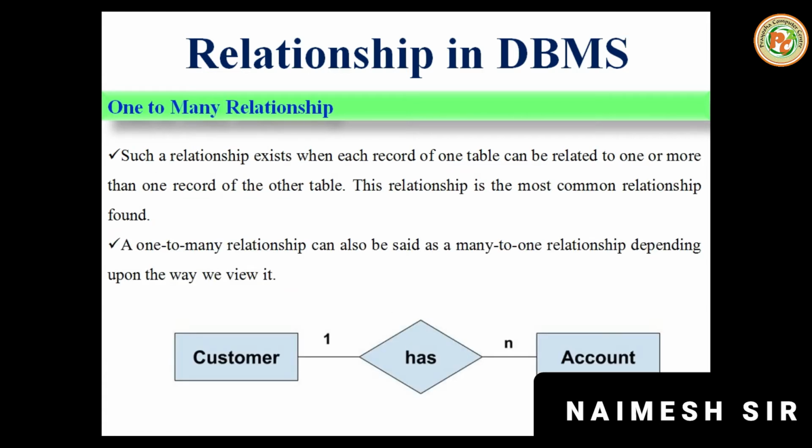Second, one-to-many: such a relationship exists when each record of one table can be related to one or more than one record of the other table. This is the most common relationship found. We can also see many-to-one. For example, a customer may have one account, or two, or three accounts. That is an example of one-to-many.